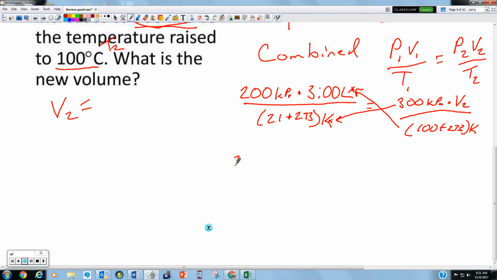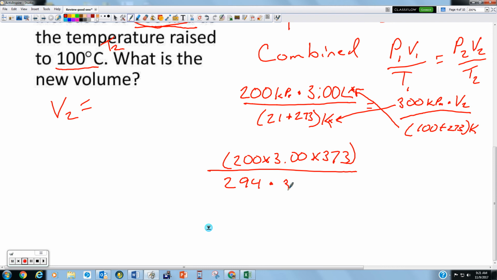So essentially whenever you move your things around, you would have 200 times 3 times 373 divided by whatever you get, 294 times 300, and that should give you the answer. What you get? 2.54 liters.